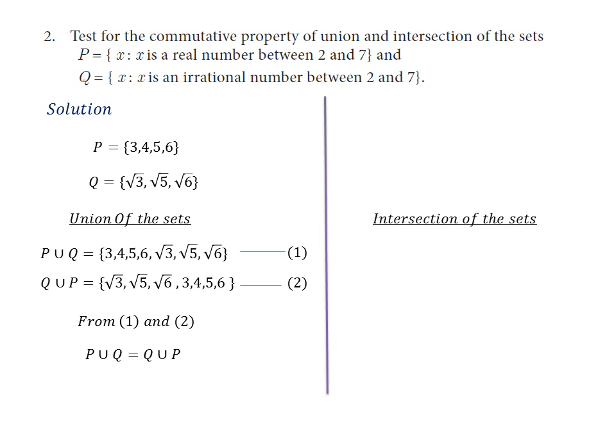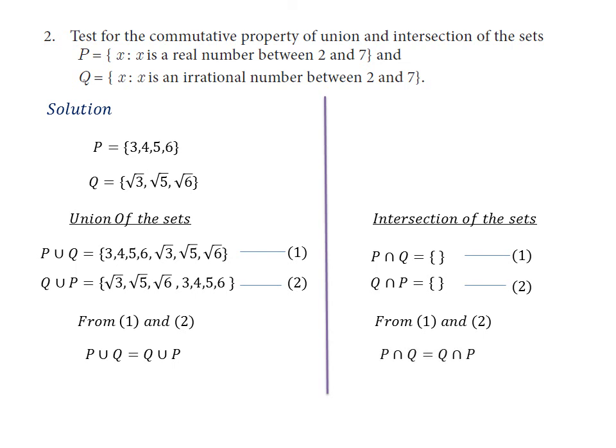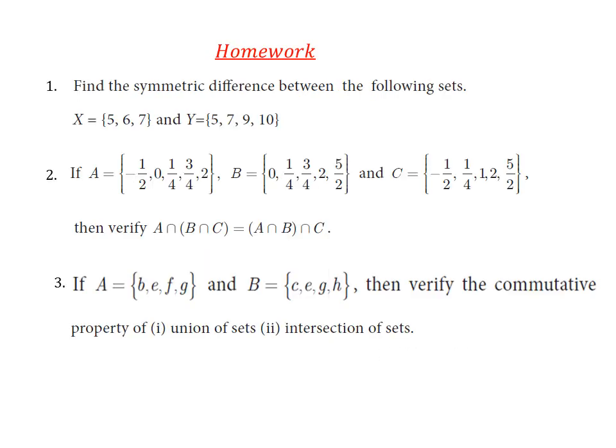Next one, intersection. In the same way you have to find the intersection of these two sets. P intersection Q, there is no common element, so the null set will come. This is equation 1. In the same way Q intersection P also is the null set, there is no common element. This is equation 2. So from 1 and 2, P intersection Q is equal to Q intersection P. So that's all for this problem.